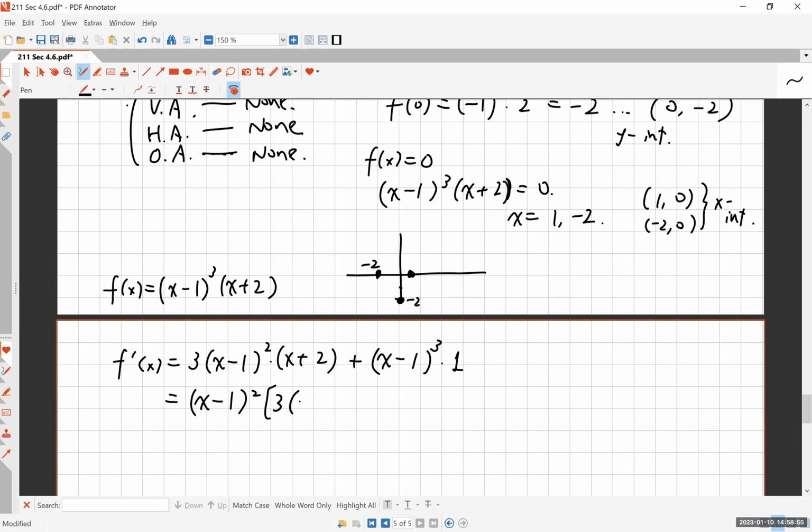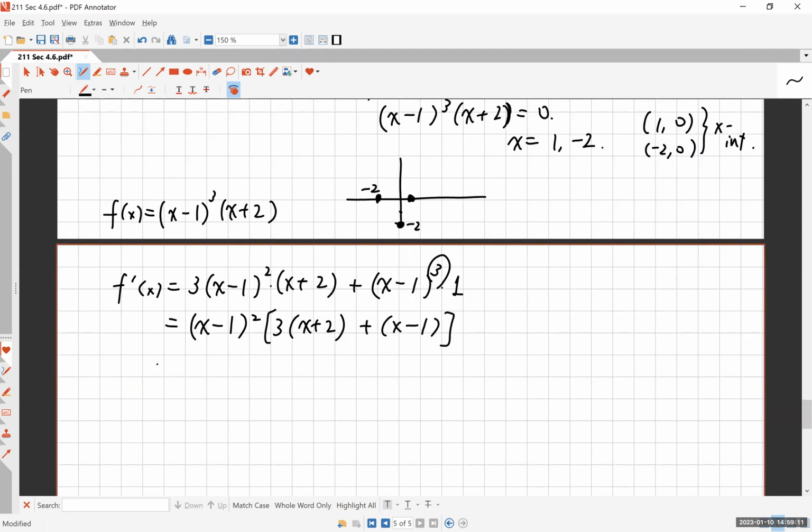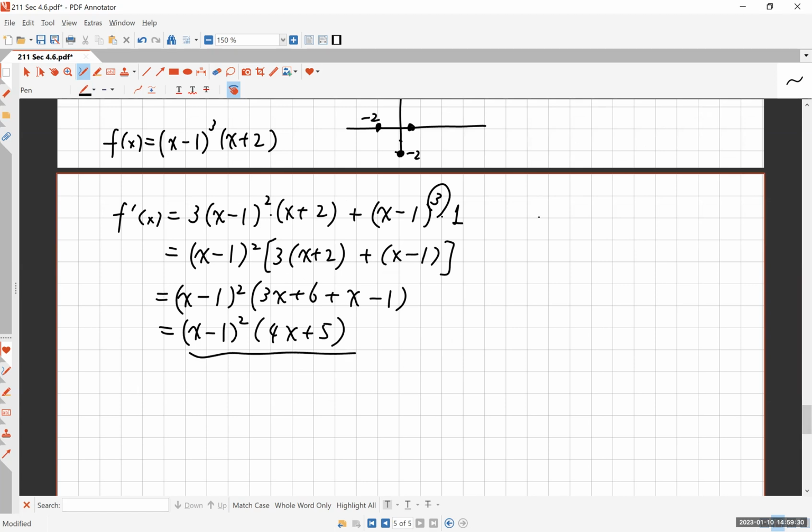And what's left here is 3 times (x plus 2). And over here, I have x minus 1 left, because I have 3 of these, 2 of these (x minus 1)s have been taken out, and so you have 1 (x minus 1) quantity left in here. So I think I can simplify this: 3x plus 6 plus x minus 1. And that is (x minus 1) squared times (4x plus 5). You can set this equal to 0 for critical points.